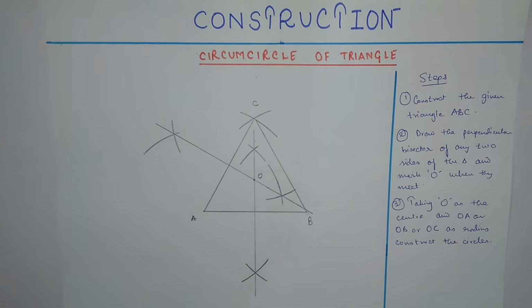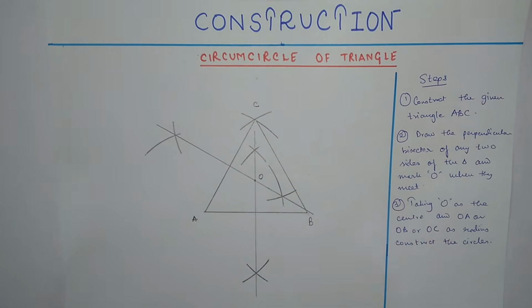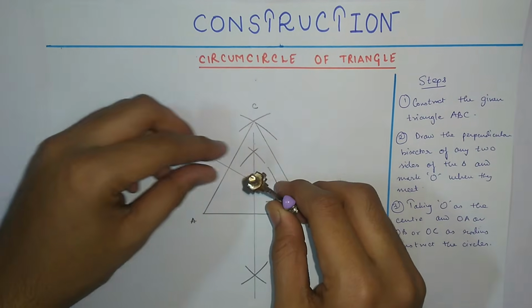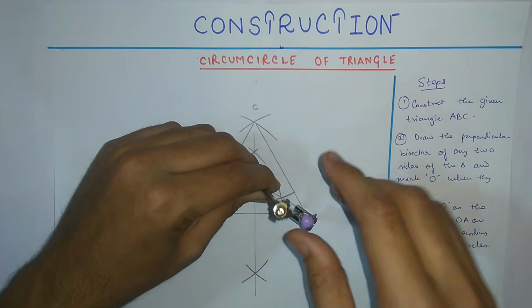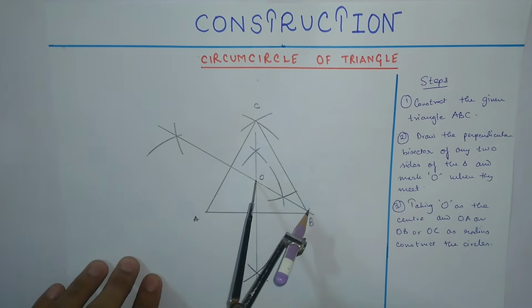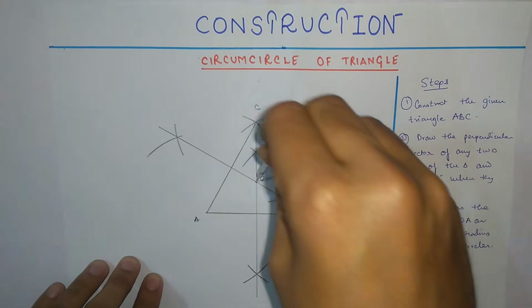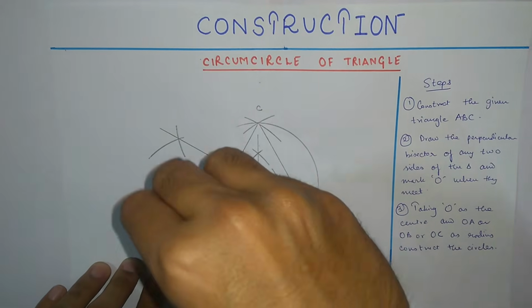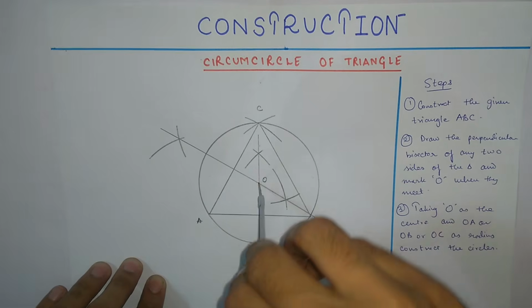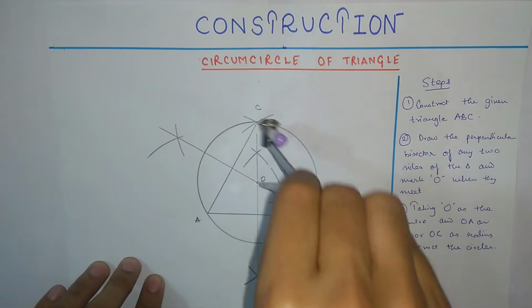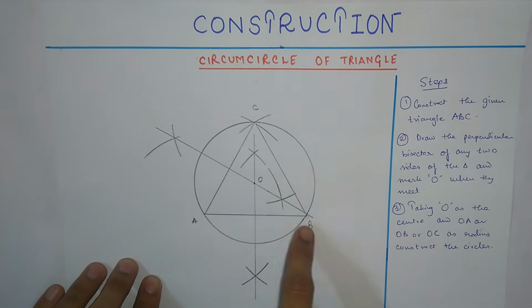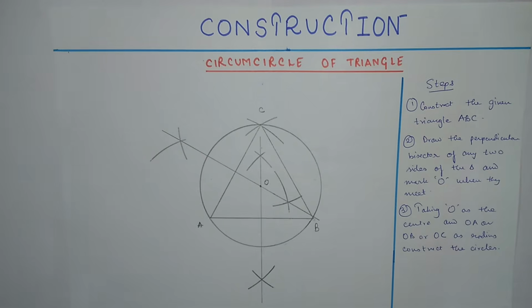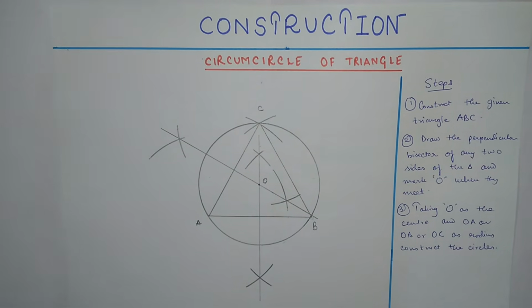Now what is the third and final step? Taking O as the center and OA or OB or OC as the radius, construct the circle. So this will be the center of the circle. This over here will be the radius. So as you can see, I will construct the circle. Now this is a perfect circumcircle of the triangle. So this is the required circle with OB as the radius. We are done with the circumcircle of a triangle.